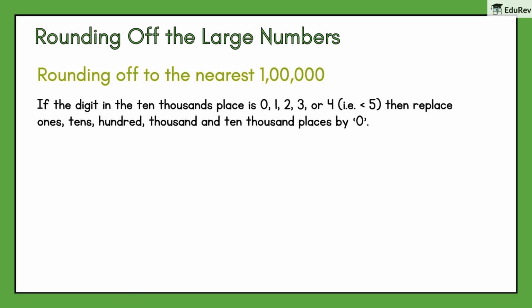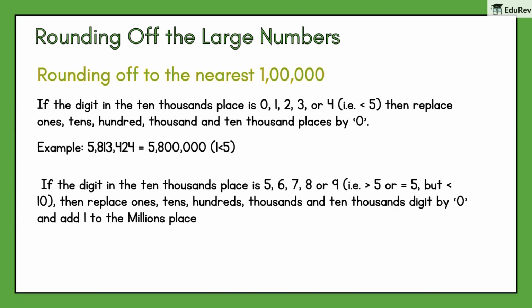If the digit in the 10,000s place is 0, 1, 2, 3, or 4, that is less than 5, we replace the ones, tens, hundreds, thousands, and 10,000 places with 0. For instance, 5,813,424 rounds down to 5,800,000 because the 10,000s place is 1.